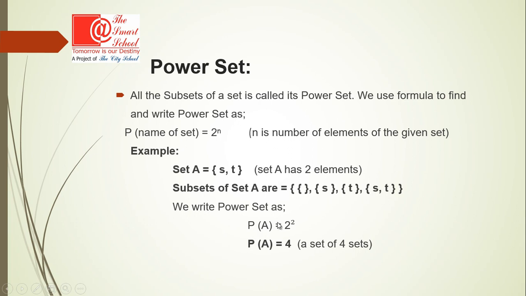We will write power set as P of A, name of the set, equal to 2 power 2, because it has 2 elements, so we will write 2 over here. Now P(A) is equal to 4 because 2 power 2 is 4. So it is a set of 4 sets which we counted over here. I hope this concept is clear to all of you.